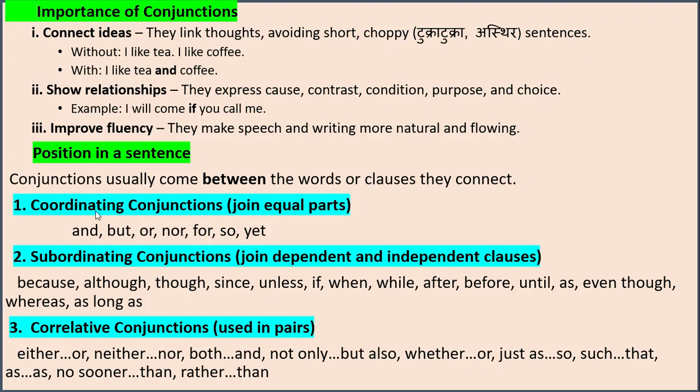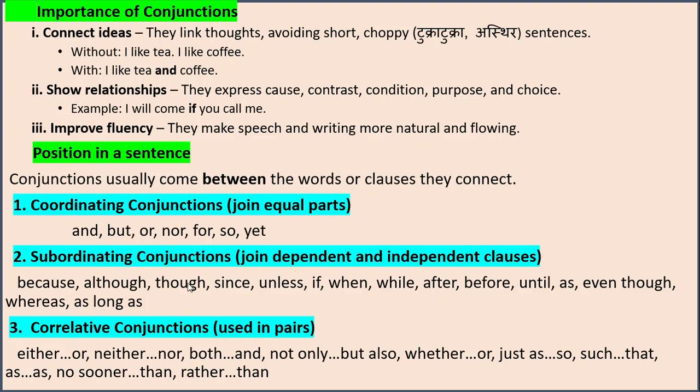Now, coordinating conjunctions join equal parts: and, but, or, nor, for, so, yet. Subordinating conjunctions join dependent and independent clauses: because, although, since, unless, if, when, while, after, before, until, as, even though, whereas, as long as.